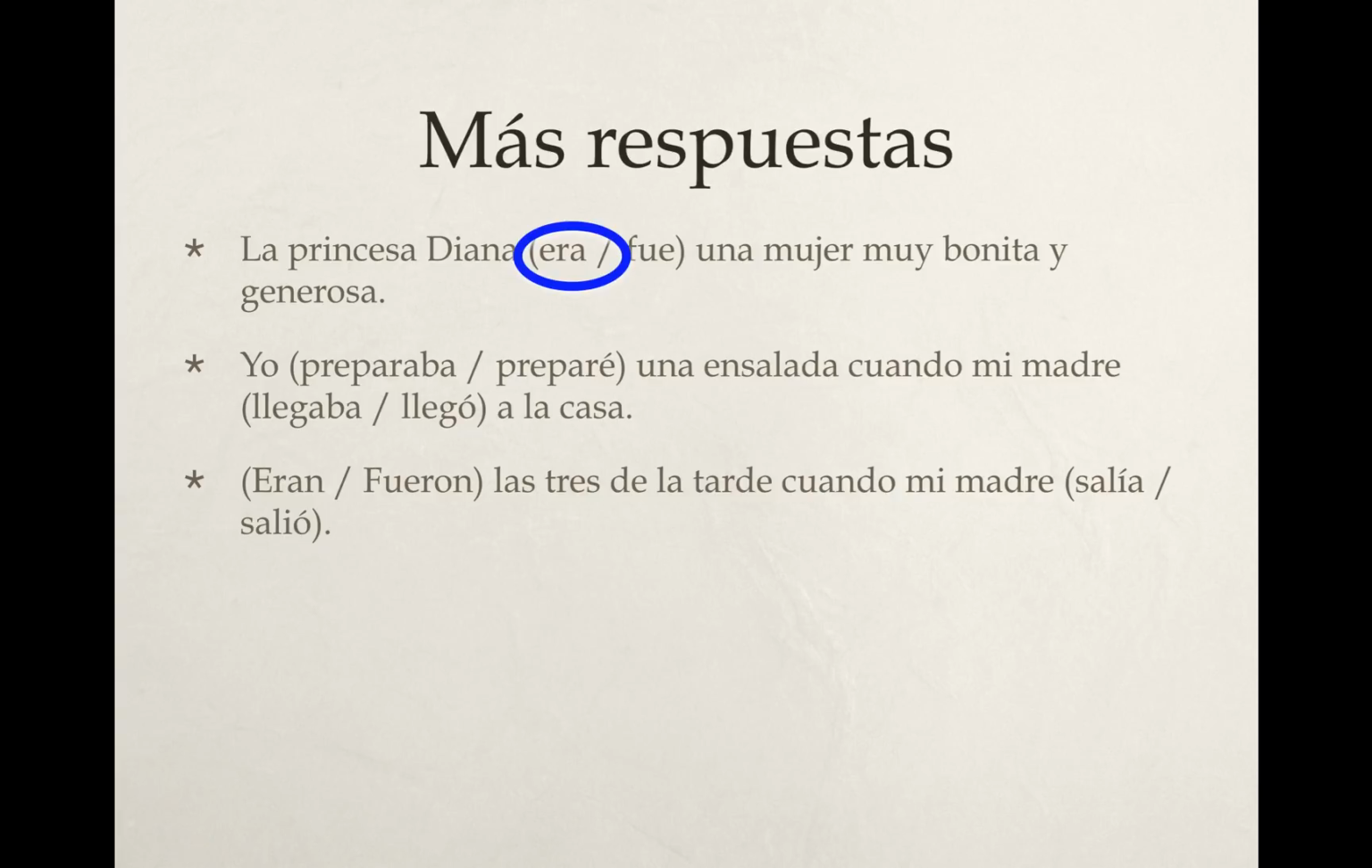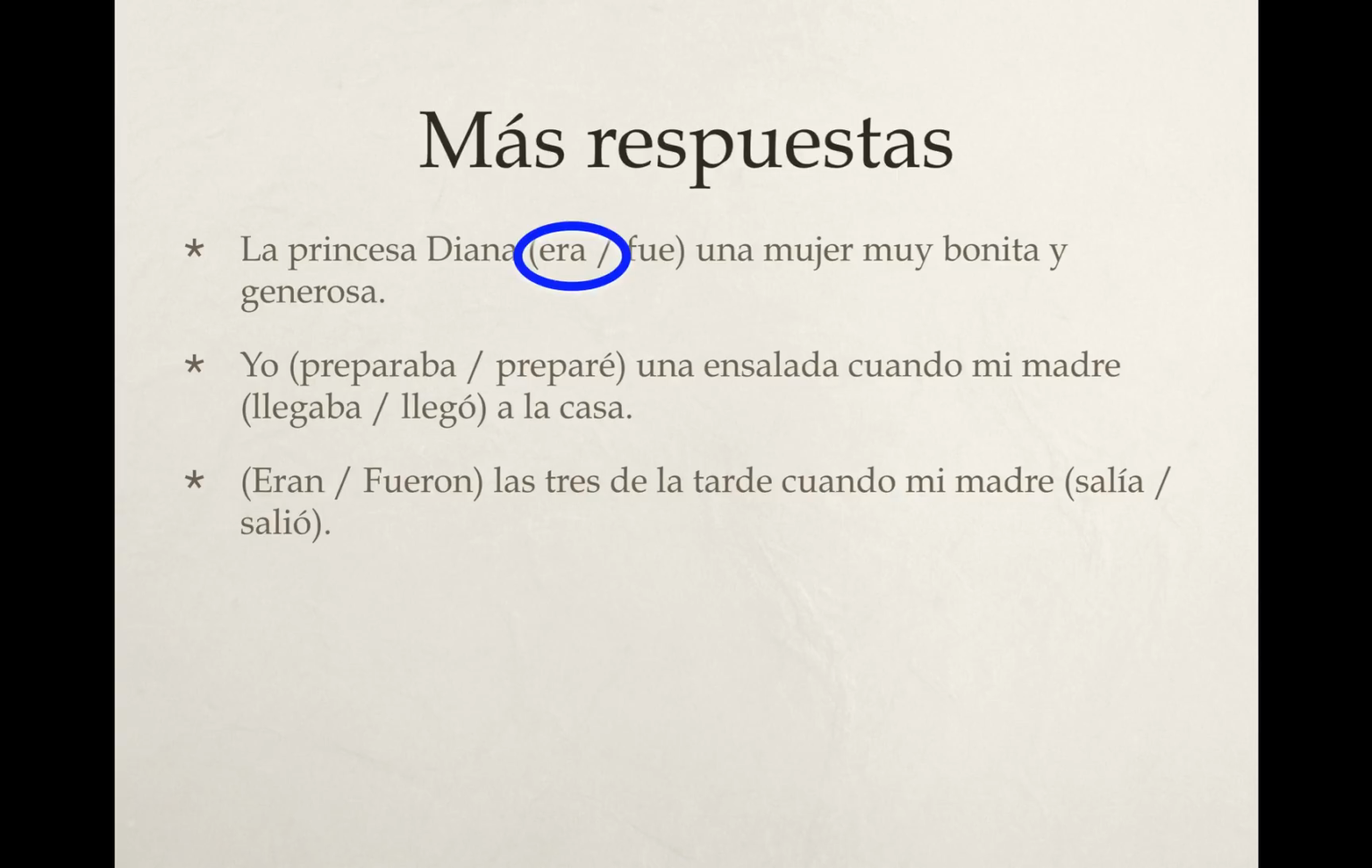Yo preparé una ensalada cuando mi madre llegaba o llegó a la casa. These type of sentences are what you're going to start to see a lot of as well. We call them interrupting sentences, where something is going on or was going on when all of a sudden something interrupted it. So what was going on? I was preparing a salad when all of a sudden my mom arrived home. For the first part, after the cuando, you can see the cuando in the sentence. After the cuando, you are going to use the preterite tense.